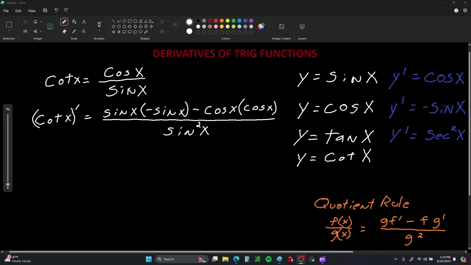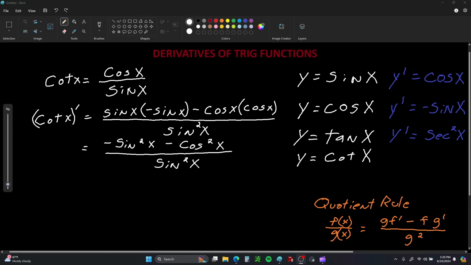Using the same methodology, I'm able to use the quotient rule to find the cotangent's derivative. So cotangent is equal to the inverse of tangent, which is cosine x divided by sine x. To find the derivative of cotangent x, I take the denominator times the derivative of the numerator minus the numerator times the derivative of the denominator, and all of that over the denominator squared.